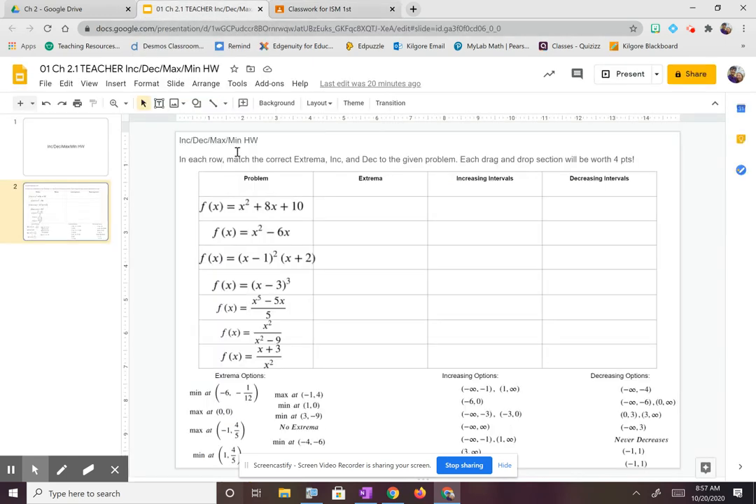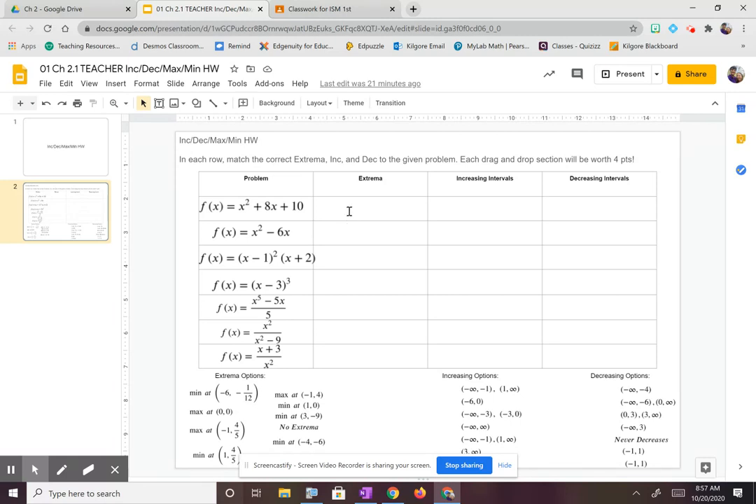It says, in each row, match the correct extrema, increasing and decreasing to the given problem. Each drag and drop section is worth 4 points. So each of these things down here is worth 4 points apiece, okay? So here, this is the extrema. Extrema or max and mins. I don't think I ever actually defined that word, but extrema or max and mins. There's your increasing options. Here's your decreasing options. So do not put these in a different column. Make sure it goes into the increasing column.